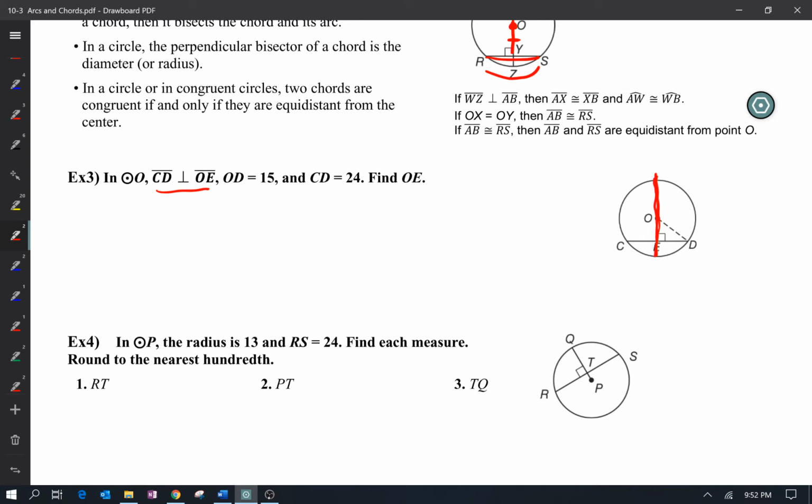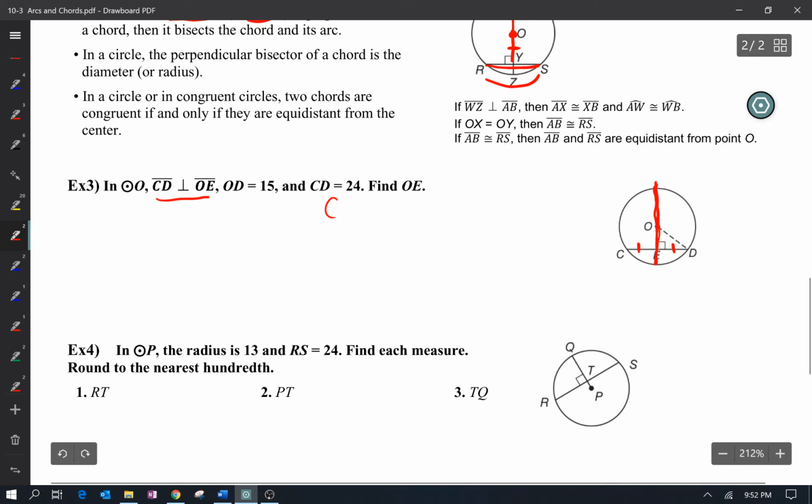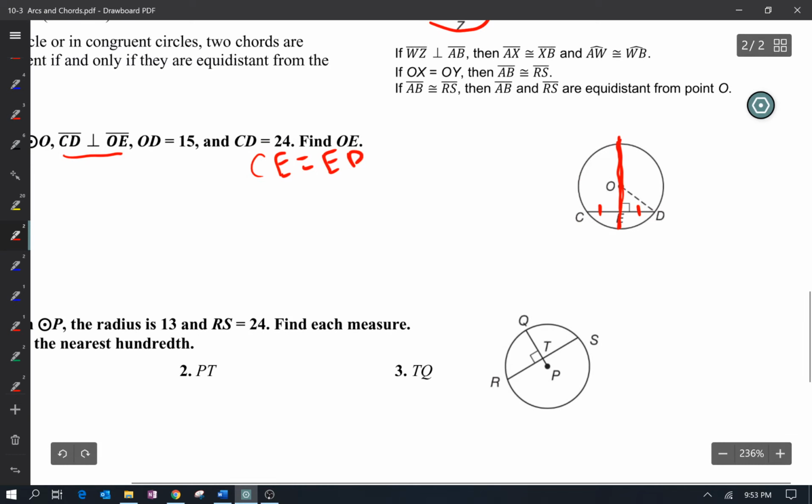We know that this arc gets cut in half, right? So we know that CE is equal to ED, right? I don't know if that'll help us with OE. It will in a minute. We'll see it in a minute. All right. So what do we know? We know that CE is equal to ED. All right. So they're going to hide Pythagorean theorem here.